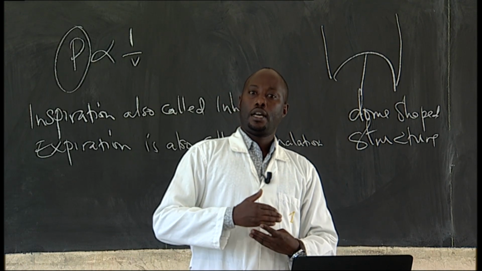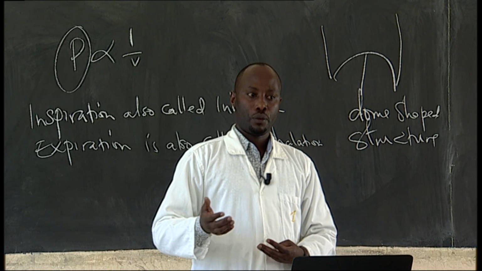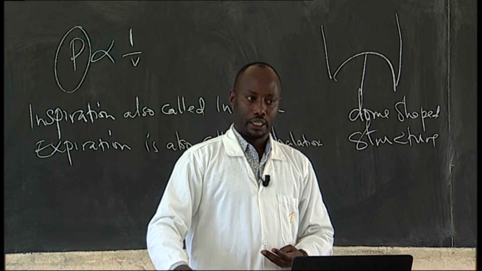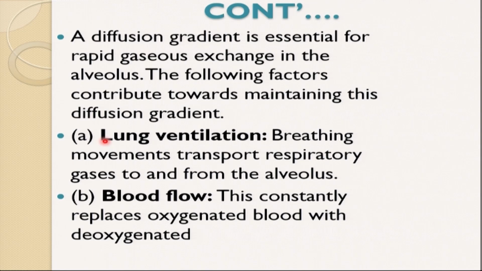As I mentioned earlier, a diffusion gradient refers to differences in concentration, from higher concentration to lower concentration. We talk about going down the concentration gradient. So there must be things that make oxygen enter and carbon dioxide leave. Number one is lung ventilation. Breathing movements transport respiratory gases to and from the alveoli. Carbon dioxide leaves the blood capillary automatically, but for the lungs, breathing movement must transport respiratory gases to and from the alveoli.